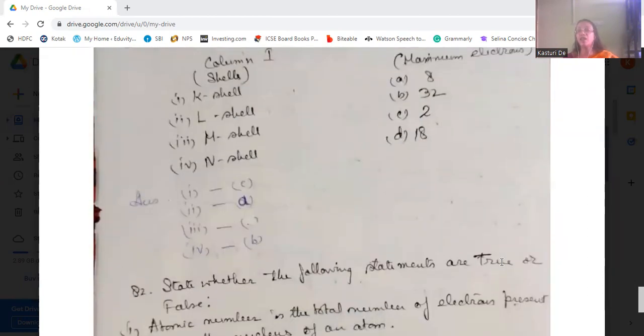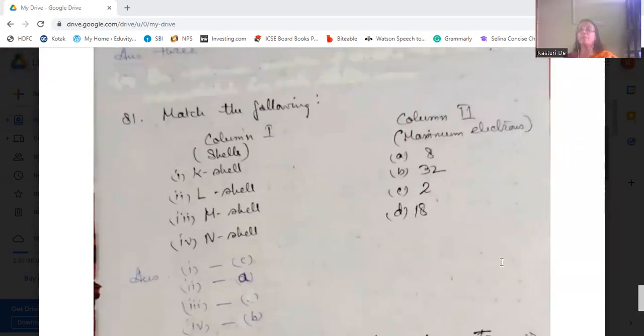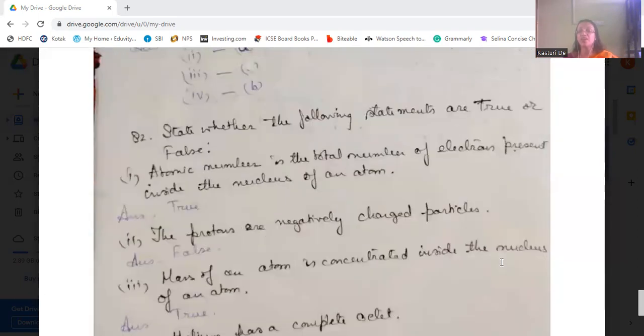Now we come to match the column. One side is the shell and the second column is maximum electrons. So shells: K shell, L, M, and N shell, whereas column 2 contains electrons 8, 32, 2, and 18. So first K shell will have 2 electrons, L shell will have 8 electrons, M shell will have 18 electrons, and last N shell will have 32 electrons.